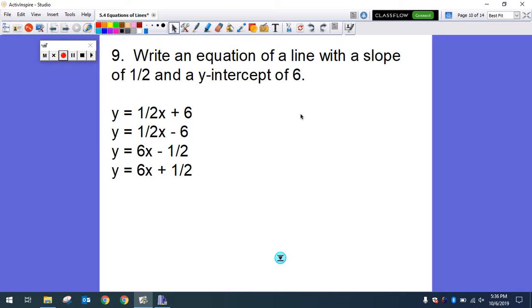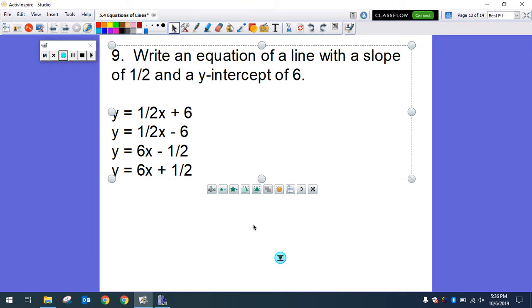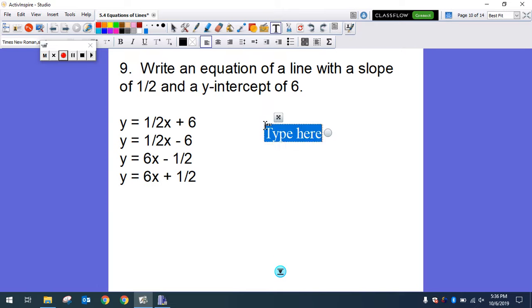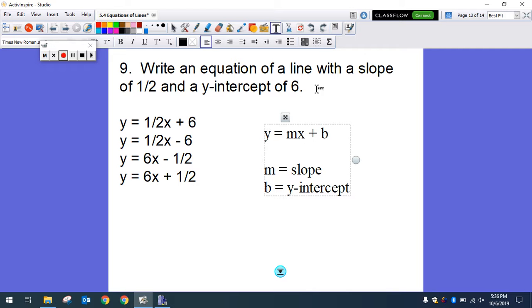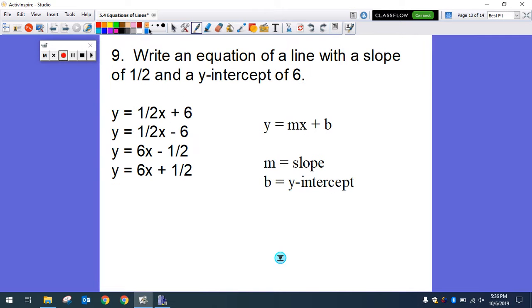One more. Oh, no, this one's different. Okay. Oh, excellent. So this one, actually, we don't even need to use the calculator, as long as you can remember y equals mx plus b. And m is your slope, and b is your y-intercept. So m, my slope, is 1/2. That means 1/2 has to go with the x. So it's either A or B. And then your y-intercept is 6. That means 6 has to go at the end, and it has to be a positive 6. So that one's going to be A.